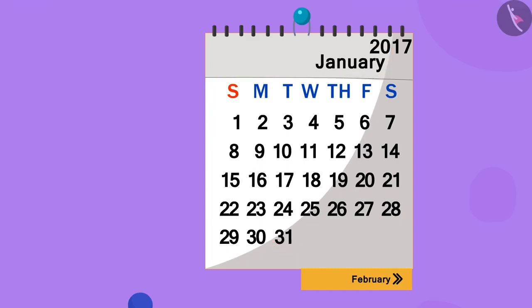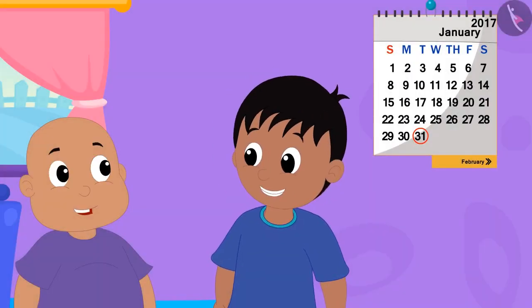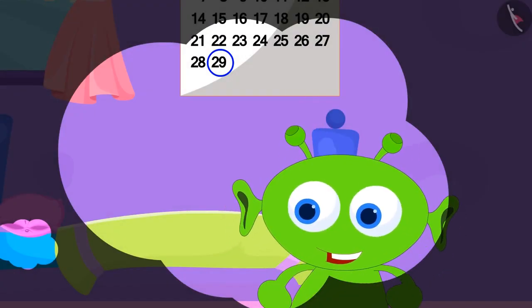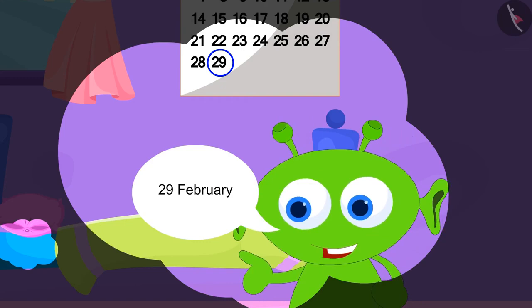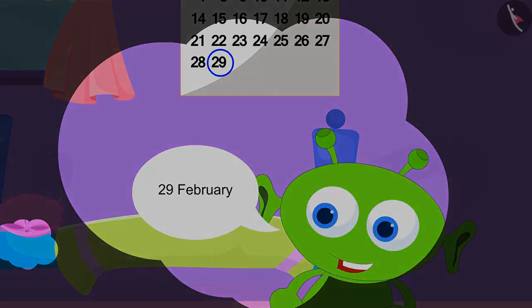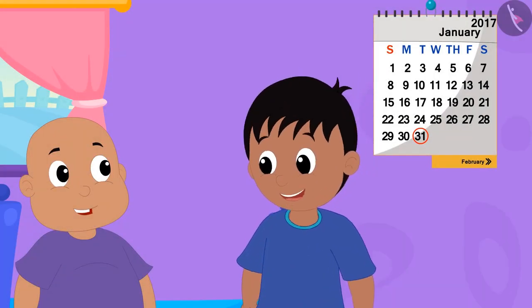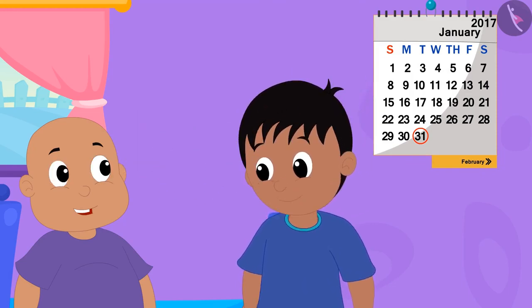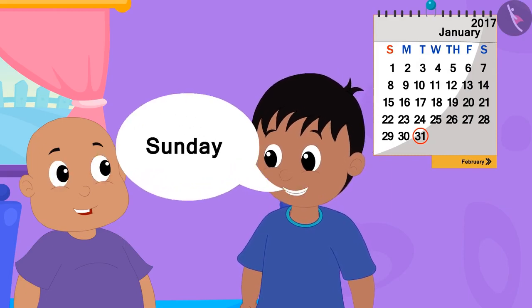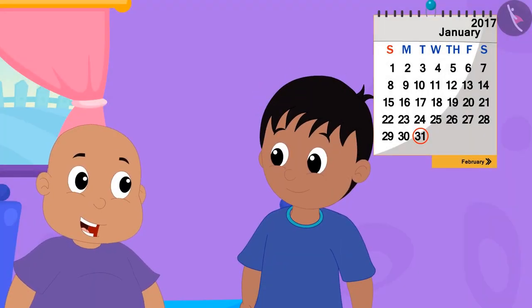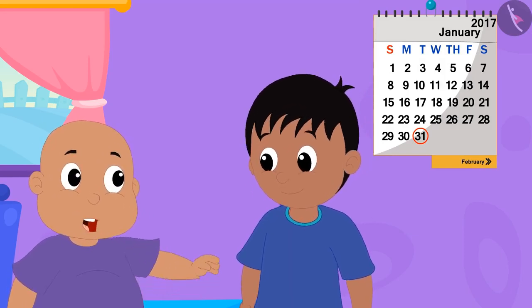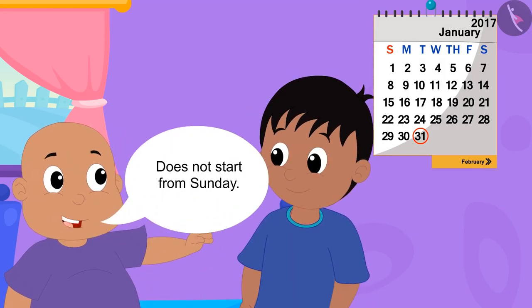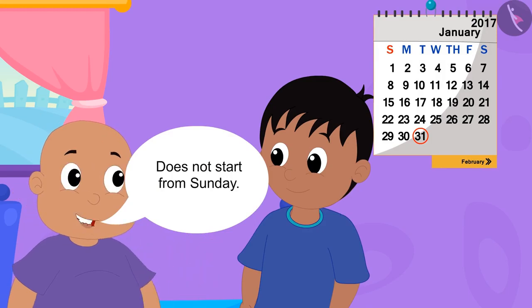Today is the last date of January, that is 31st January. Raju and Bablu are very excited because Jeev told them that he will come to meet them every 29th of February. Raju is telling Bablu that tomorrow is the first date of February, so tomorrow will definitely be Sunday. Bablu started laughing at Raju. Bablu said that every month does not necessarily start on Sunday.